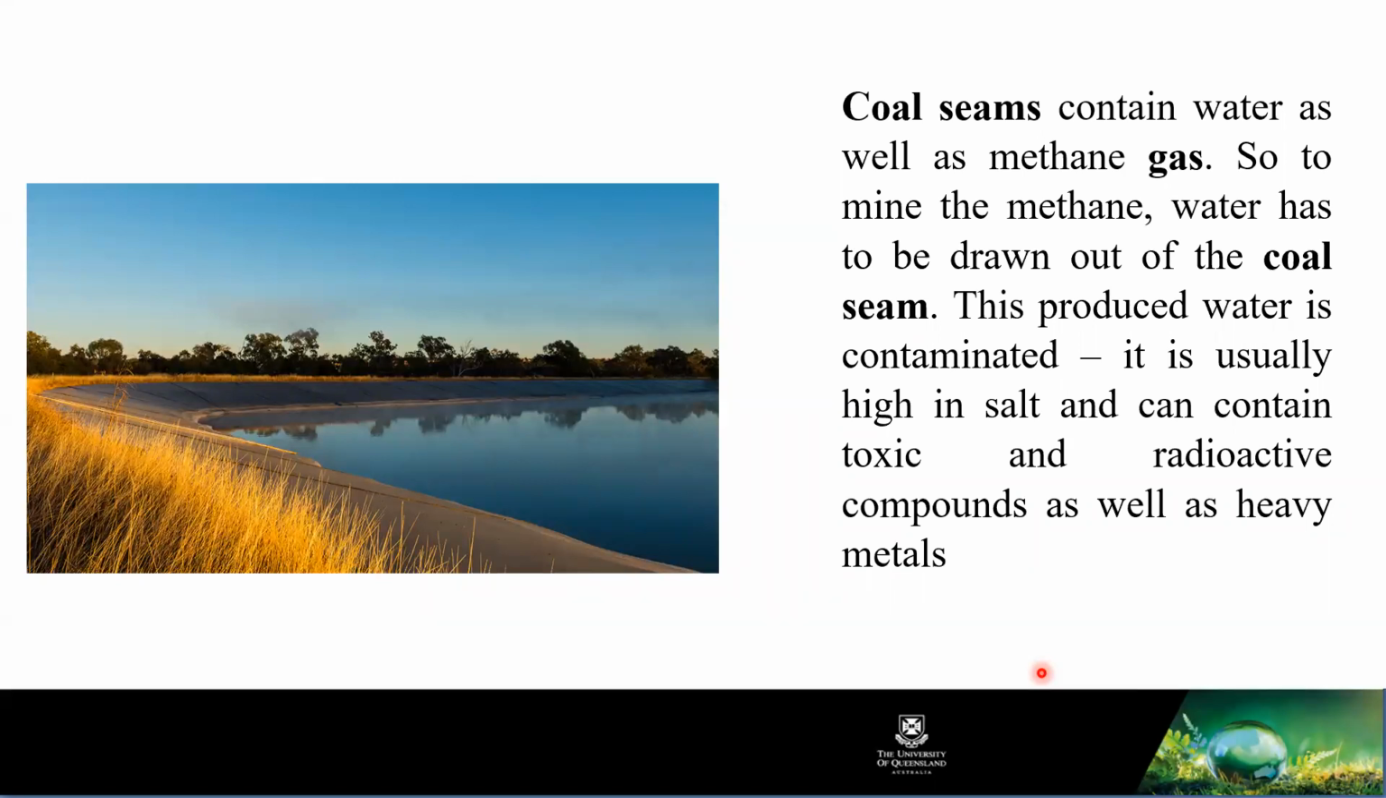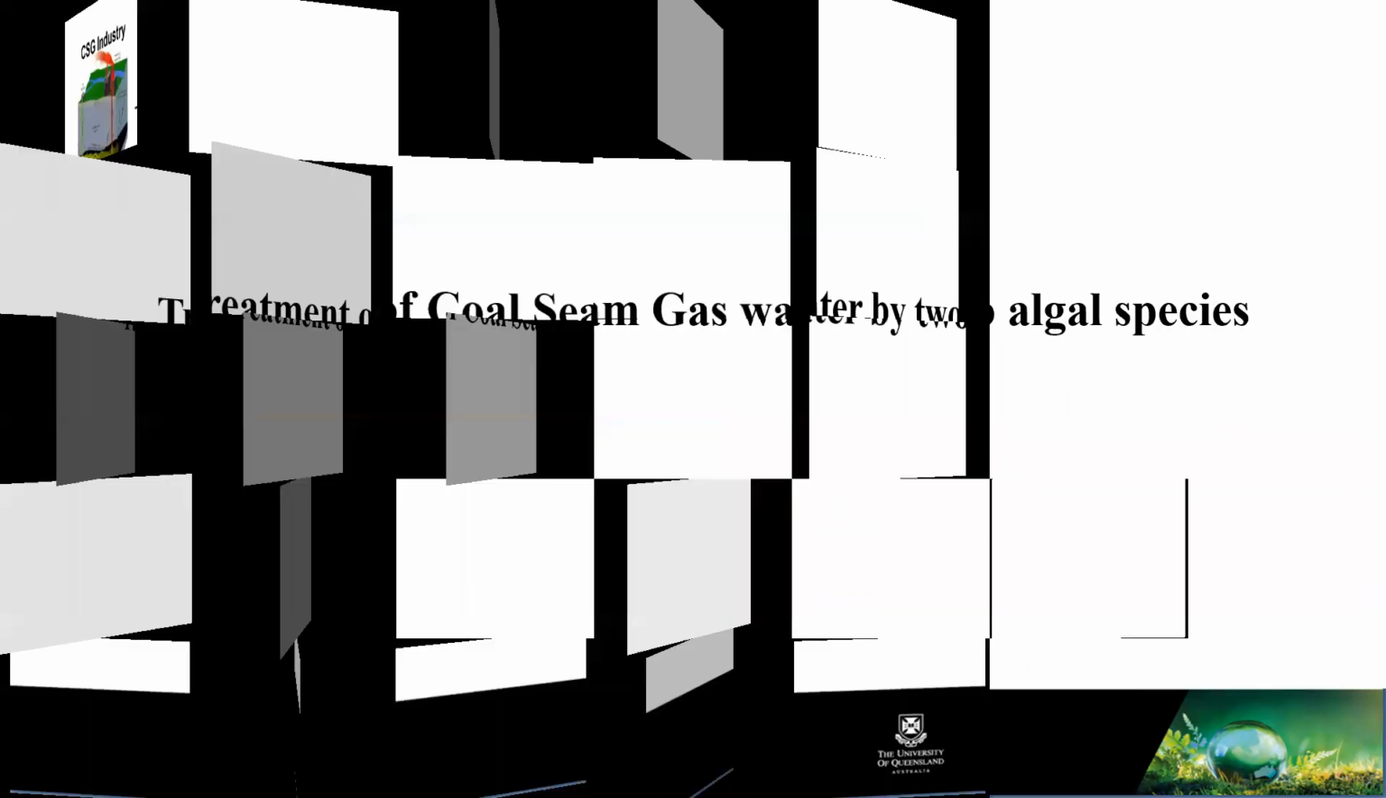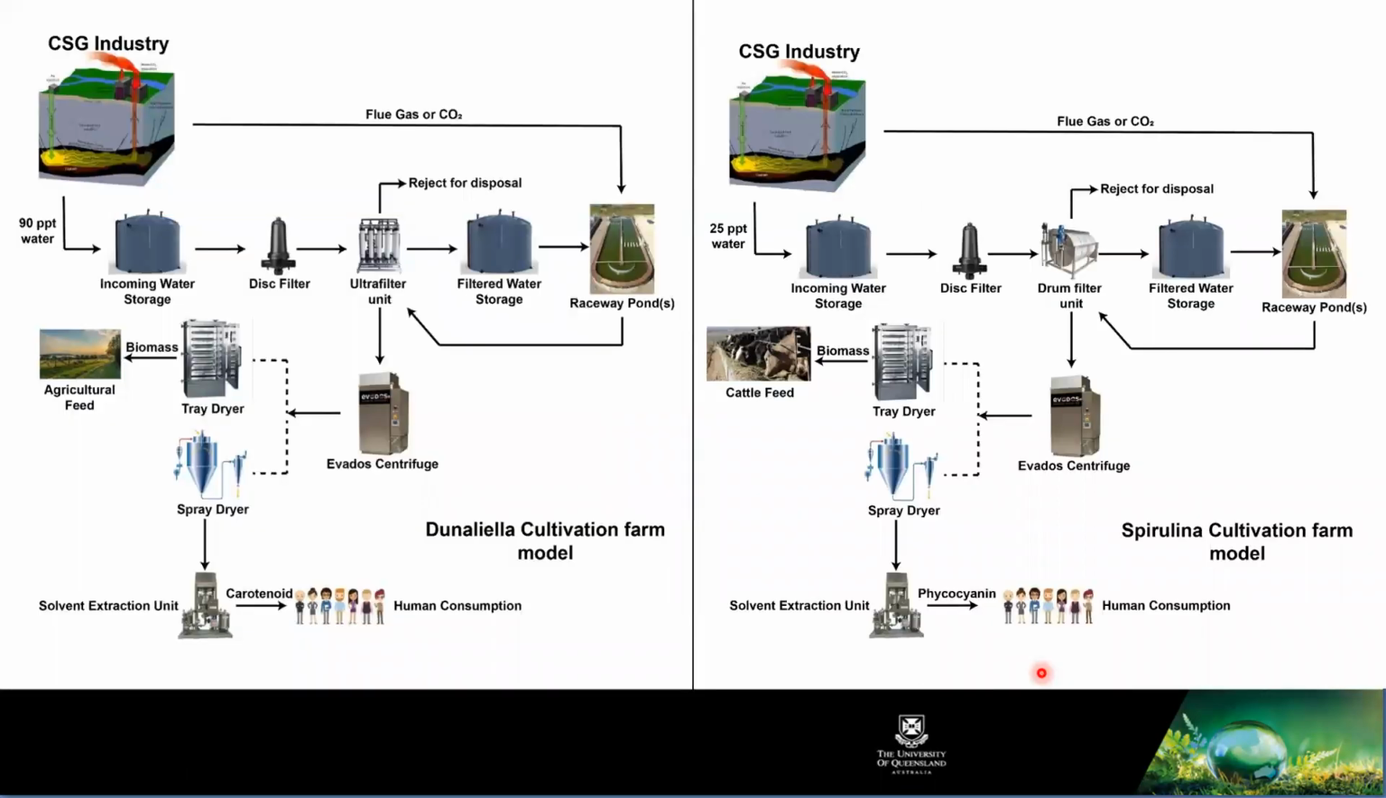This is the coal seam gas. So the proposal that we gave is shown in this simple picture. The left side picture talks about high salinity water. The right side picture talks about the low salinity water. So the coal seam gas industry will also supply the flue gases coming out of the industry.